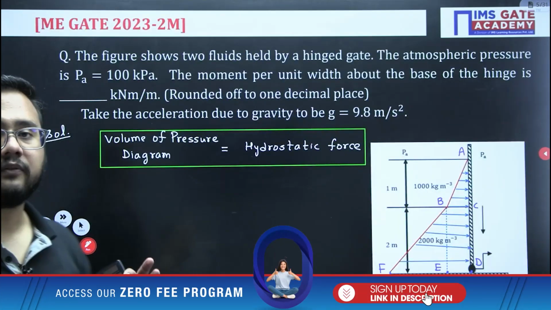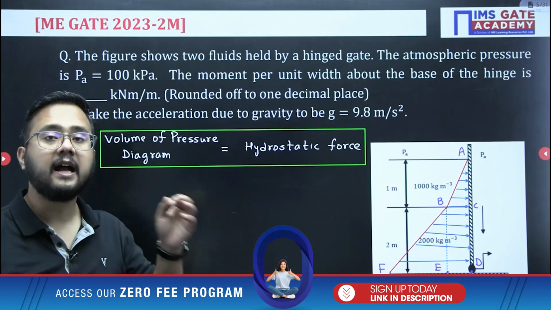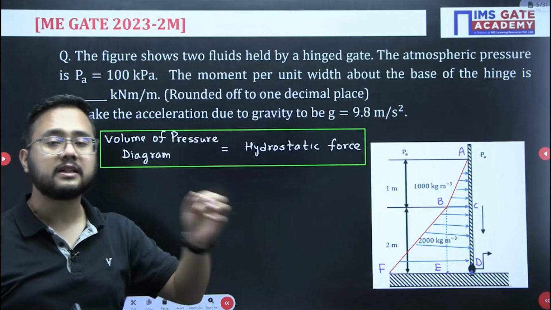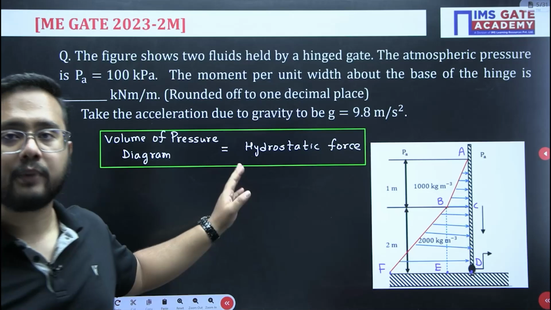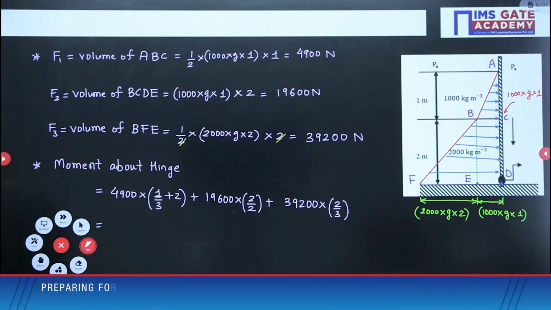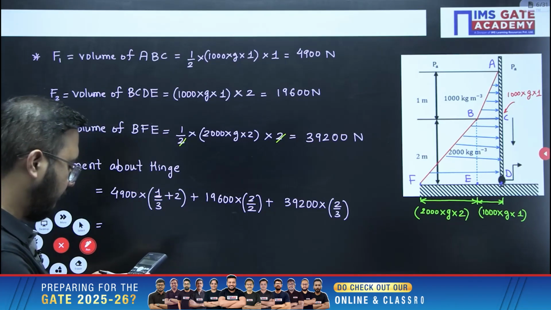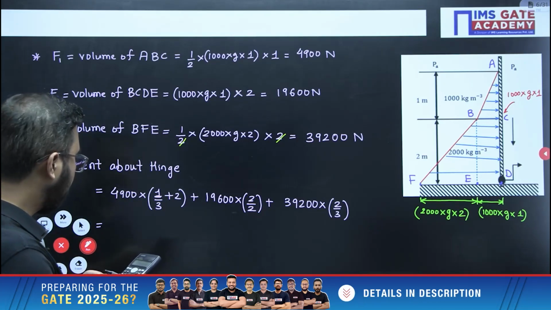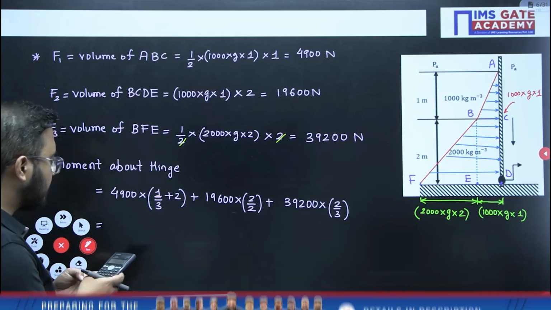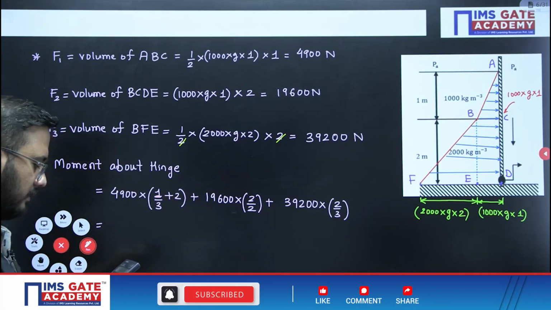So the concept that we have to understand is volume of the pressure diagram equals hydrostatic force, and the point of application of hydrostatic force is nothing but the centroid of the pressure diagram. So you can do the calculation here, you will get the answer very easily. If I do so here, 4900 it will be there, multiplied by this, if I take this one, 1 by 3 it is there and 2 is there. So we will be adding and then we will multiply.